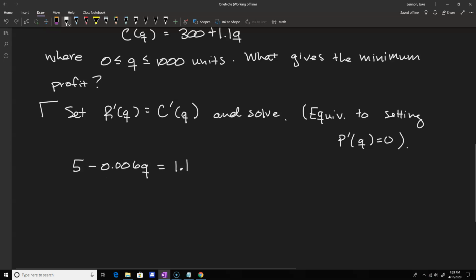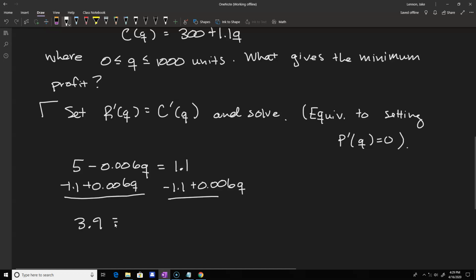So what do we do? Let's go ahead and subtract 1.1 and add 0.006Q, which moves the regular numbers to the left and the Q's to the right-hand side of the equation. So we end up with 3.9 equals 0.006Q, and we can go ahead and divide by 0.006 on both sides.